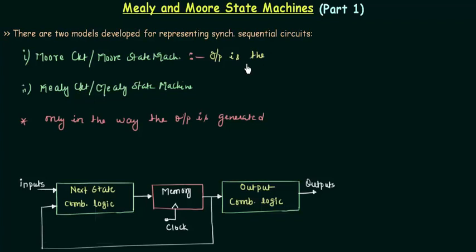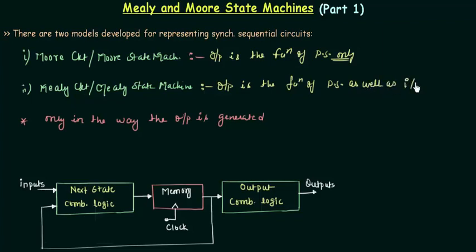I want you to write these points down so that it may help you later. The output is the function of present state only. Here, only is there, so it only depends upon the present state, whereas in case of Mealy state machines, the output is the function of present state as well as the input. So this is the main difference between the Mealy and the Moore state machines, and in this presentation we will talk about the Moore state machine, and in the next presentation we will see what the Mealy machine is.